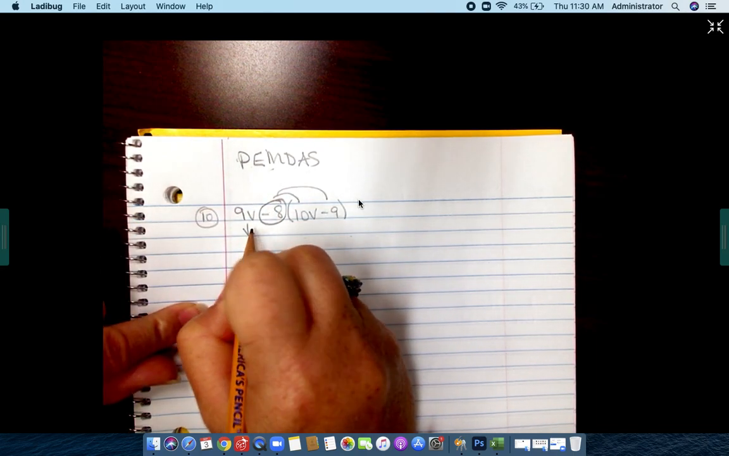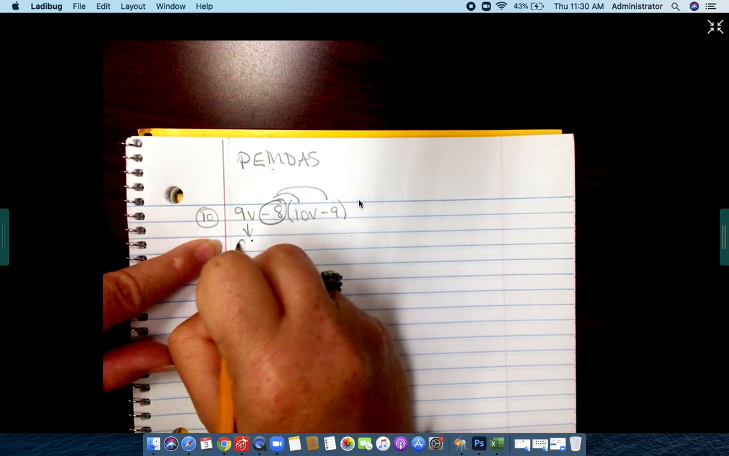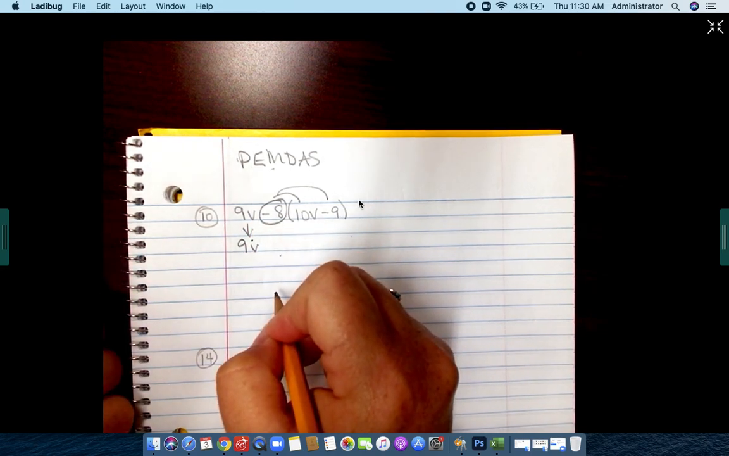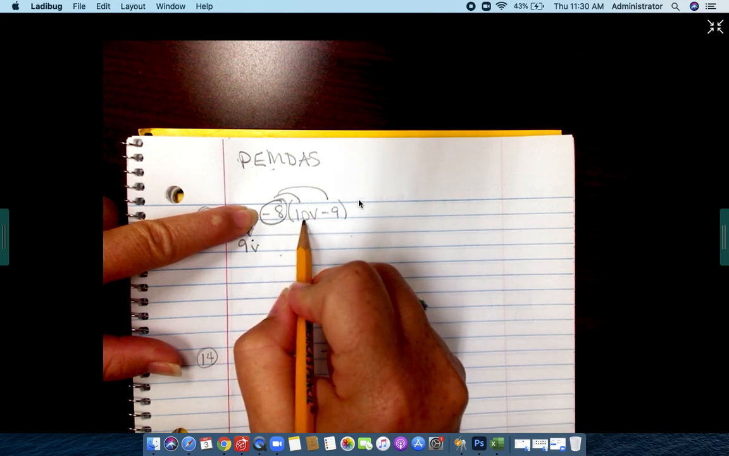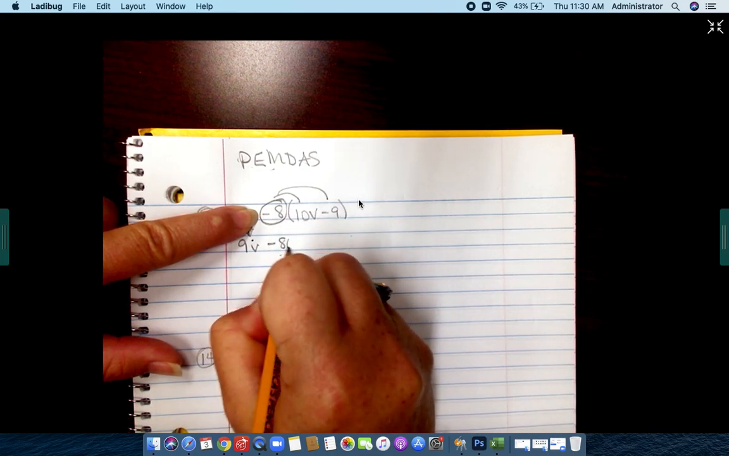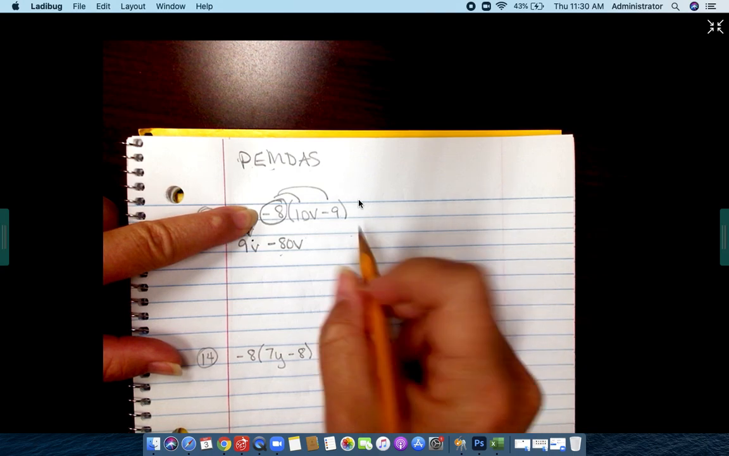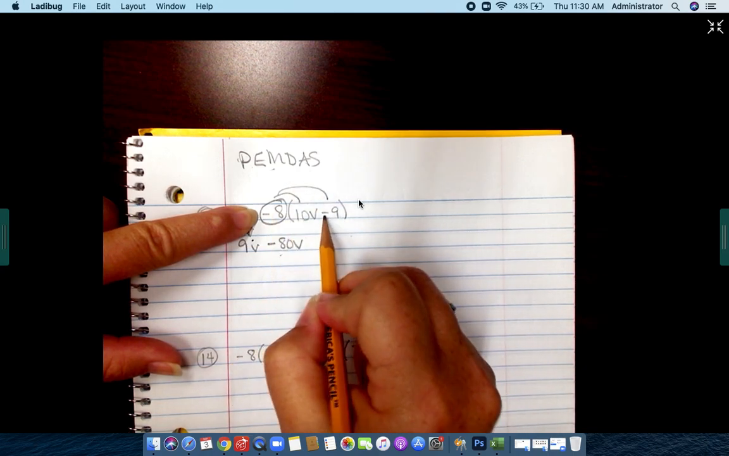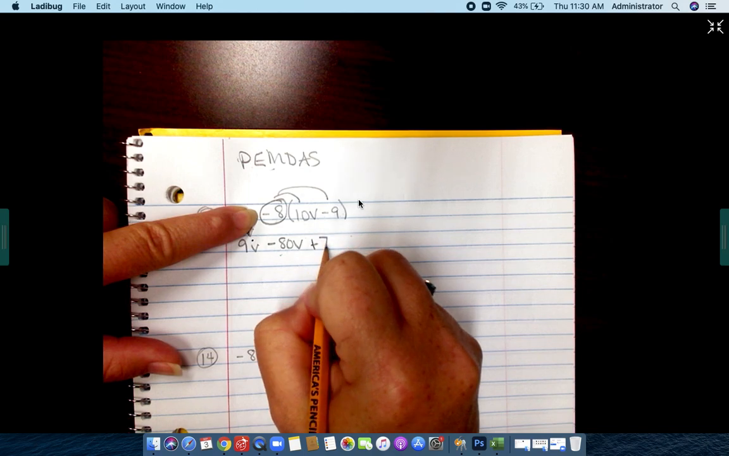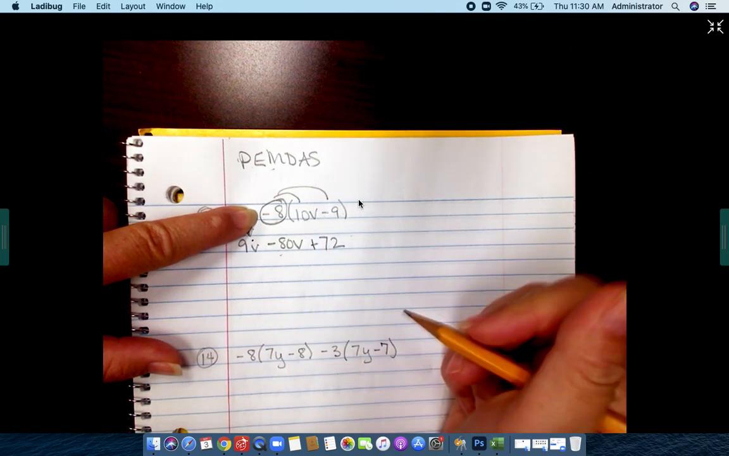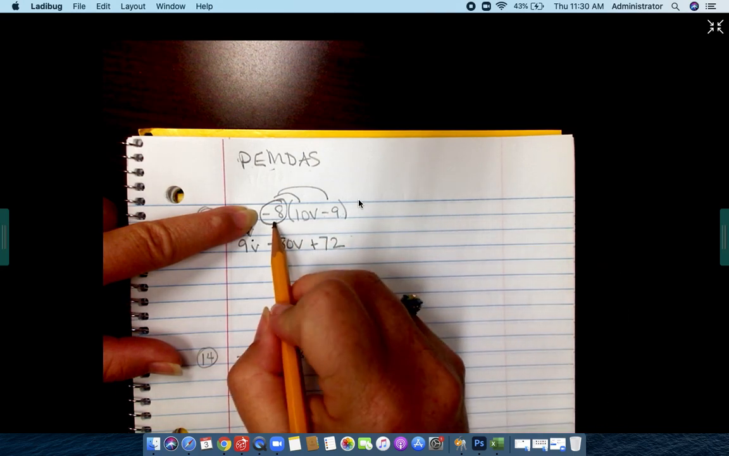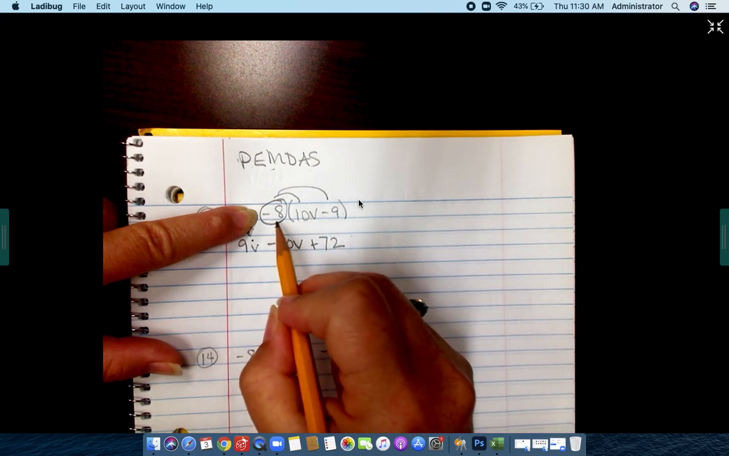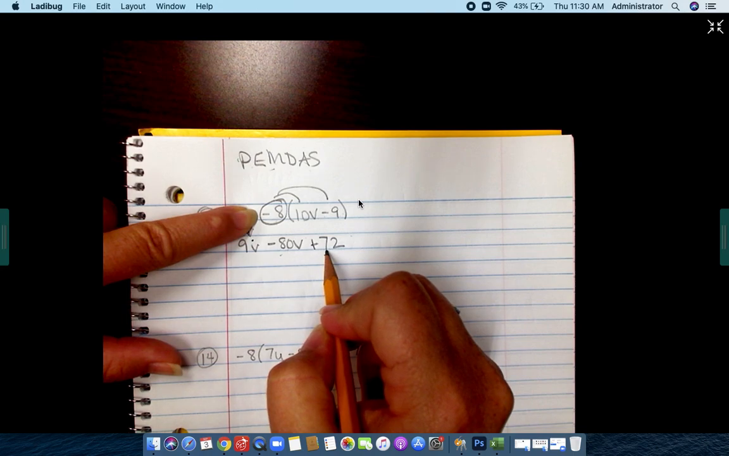So the first thing I would do is you can't just throw away the 9b, so just bring it down. So we have 9b. Now when I distribute, negative 8 times 10b is negative 80b. And then negative 8 times negative 9 is positive 72. So you see how I'm reviewing your multiplication rules of signs? A negative times a positive is always negative, but a negative times a negative is positive, okay?